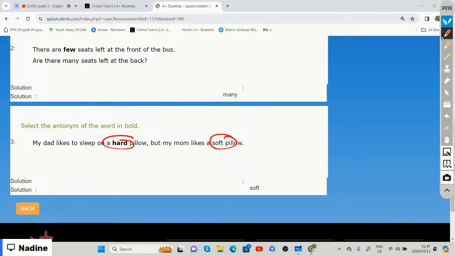All right, so we said soft is the opposite of hard, right? Even here, if we look at this one, we have few seats, right? It says there are few seats left at the front of the bus. Are there many seats left at the back? So we can say hard and the opposite is soft. The same here with few, we can say many.